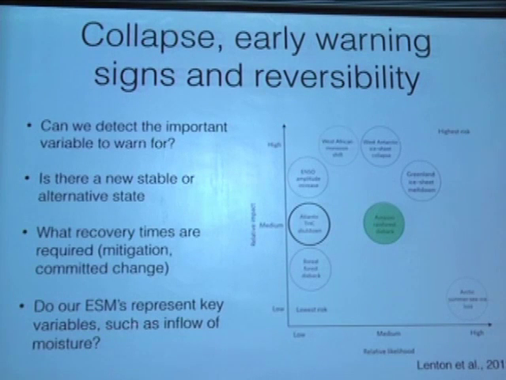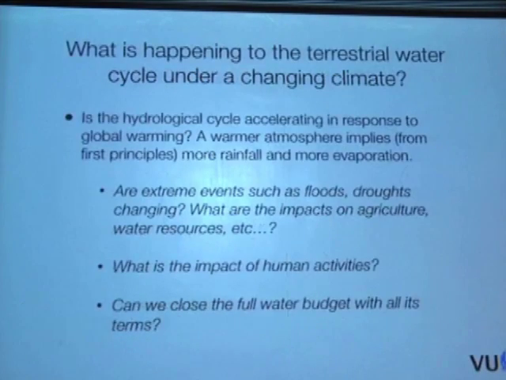So one of the questions here is, do our Earth system models do well in this context? Can they be useful to help? But also, whether we have stable or alternative states and what recovery times are required. That's a very important question. If you do something, do you have enough time to adapt, but also do you have enough time to try and improve the resilience so that it will get back to its original state? That's why these two things are quite important. That's something more of the background I want to talk about.